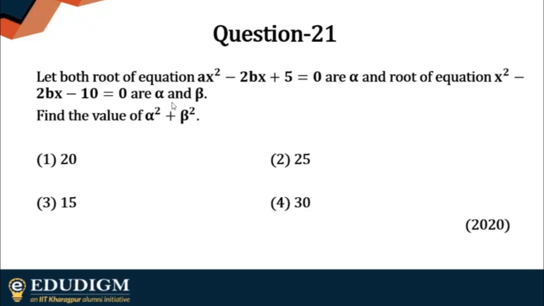So the first one has a repeated root alpha, and the second one has alpha and beta. You have to find out the value of alpha square plus beta square. All right, these are simple calculations. Just be patient, and I think that will do. Nothing much.